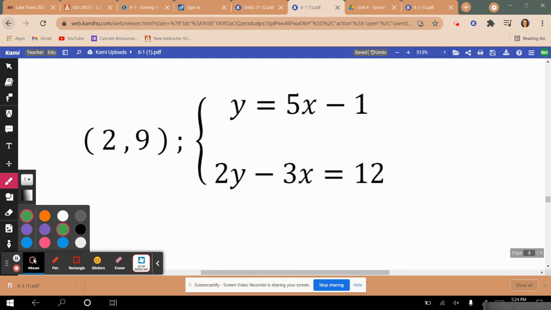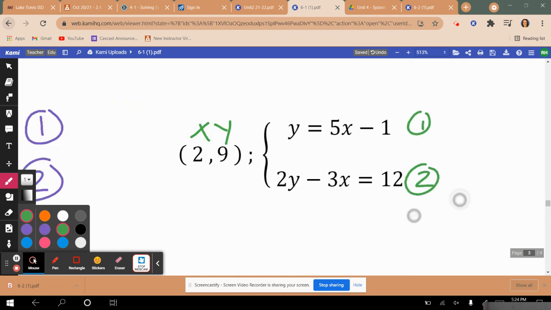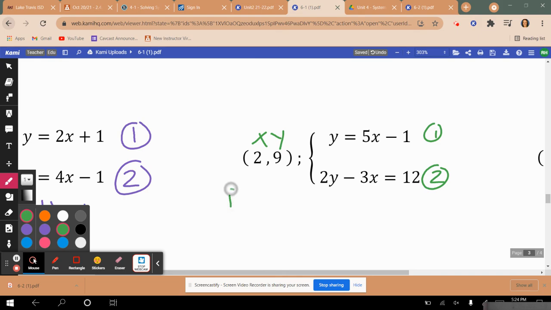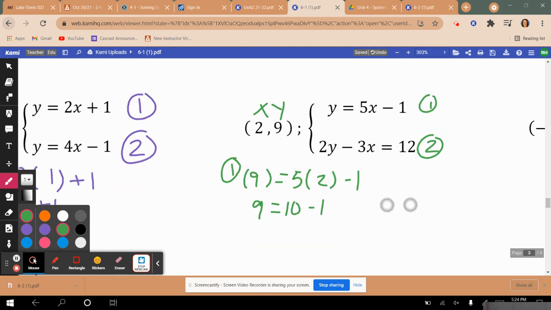Again, I'm going to change colors in the middle. X, y, 1, 2. 1. Y equals 5 times x minus 1. 9 equals 5 times 2 minus 1. 9 equals 10 minus 1. 10 minus 1, 9 equals 9. Checks out.